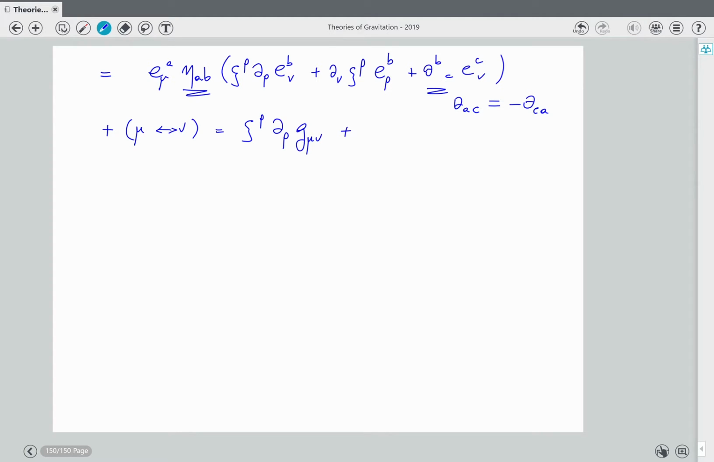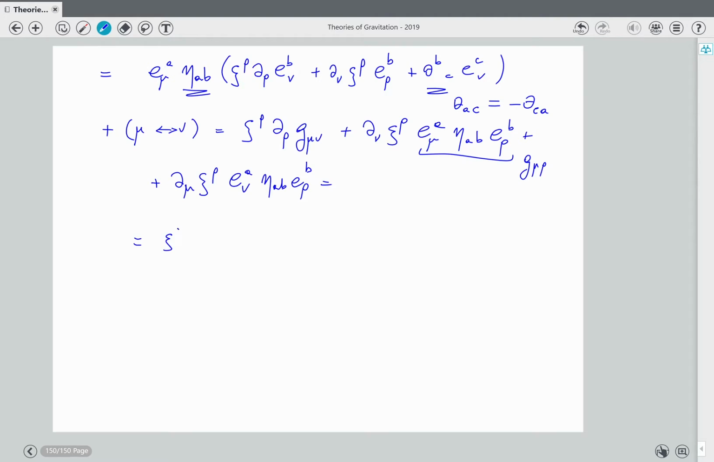And then you remain with two other contributions, which we can write explicitly: partial nu psi rho e mu a eta a b e rho b plus partial mu psi rho e nu a eta a b e b rho. But this is again g mu rho, so you get, as usual, as we know already, the derivative of the metric.